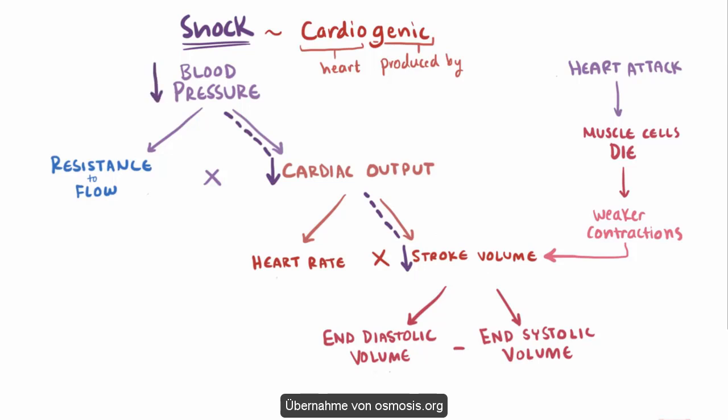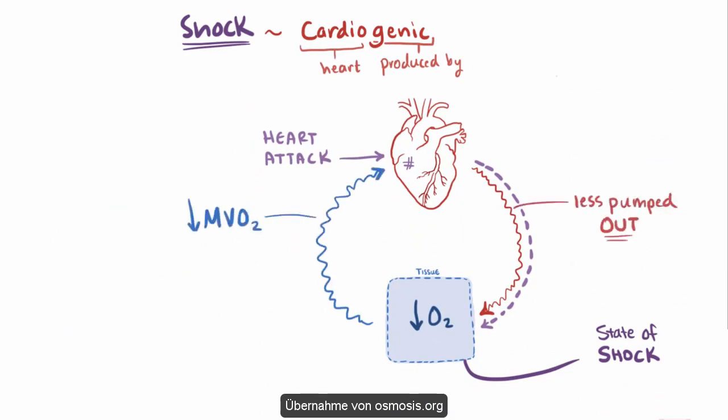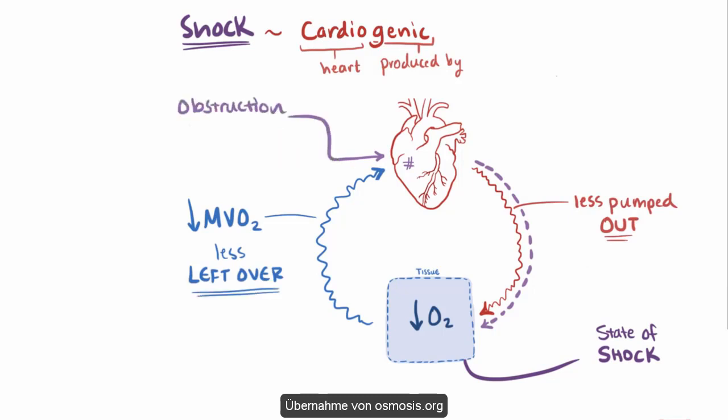In the same way as with hypovolemic shock, the body releases vasoconstrictors to increase vascular resistance and help maintain blood pressure. Also, as with hypovolemic shock, MVO2 will be down since there's less oxygen being pumped out, and so less will be left over. Sometimes there might be an obstruction that doesn't allow the heart to fill properly with blood.